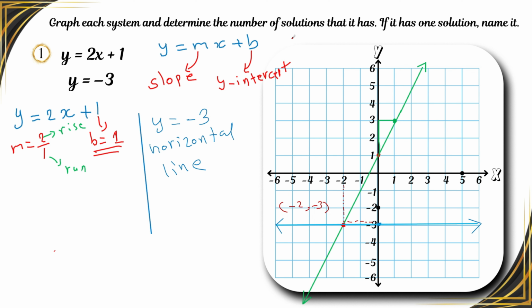What about the system? Consistent or inconsistent? One solution means consistent. And dependent or independent? One solution represents independent. Remember, if you have just one solution or an infinite number of solutions, the system will be consistent. And if no solution, it will be inconsistent. But what about dependent and independent? If one solution, it will be independent. If an infinite number of solutions, it will be dependent.